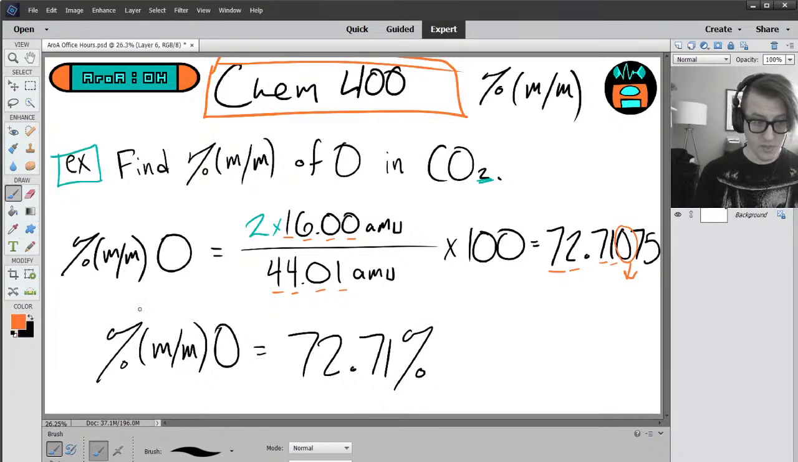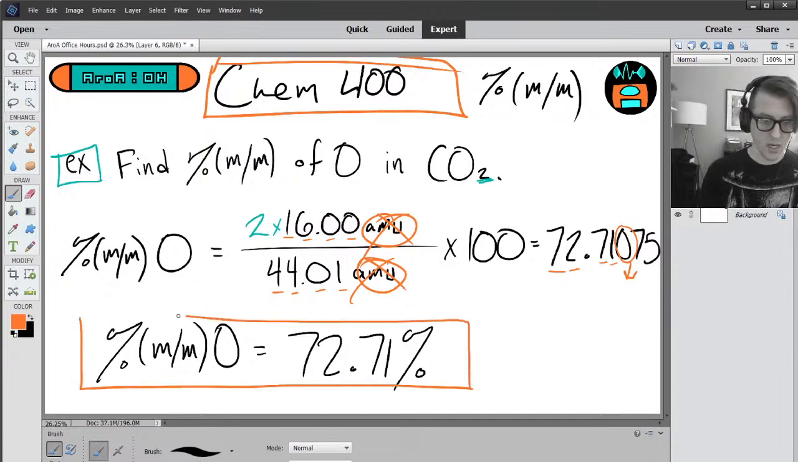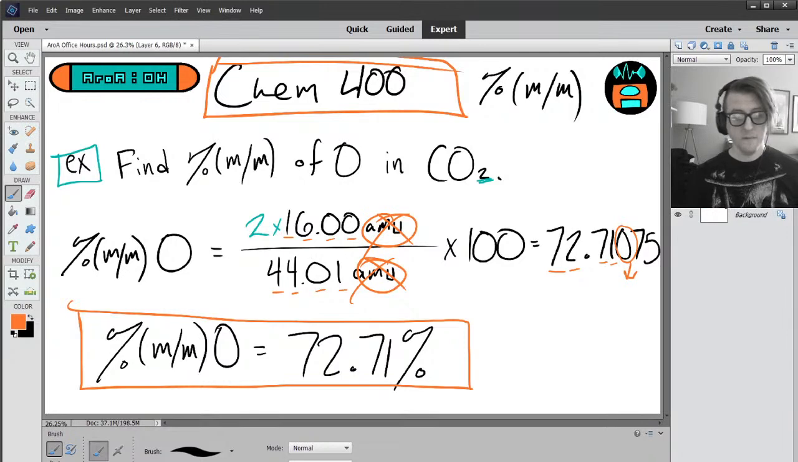One thing you'll notice about the units is you have atomic mass units in your numerator and denominator, so they cancel, which makes sense because a percentage doesn't have units, it's just a percent. And so our answer for what's the percent mass of oxygen in CO2 is 72.71%.